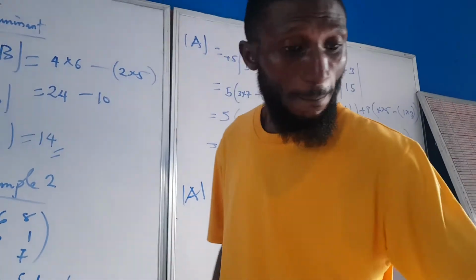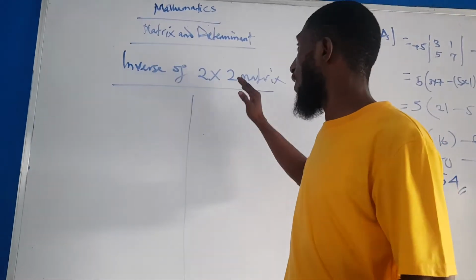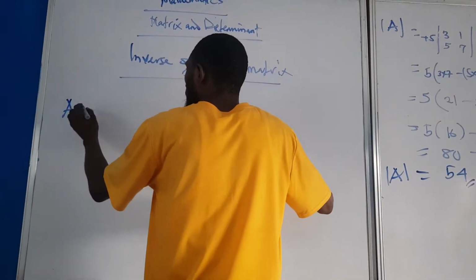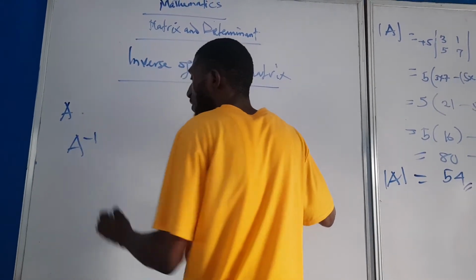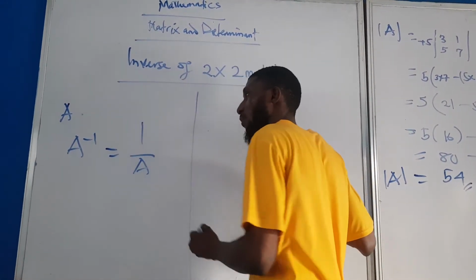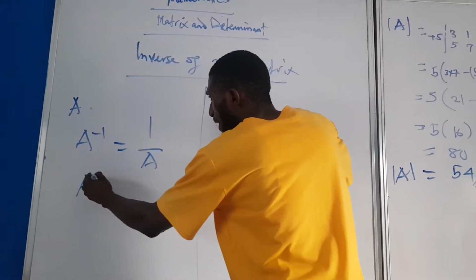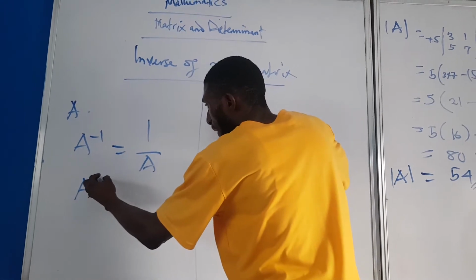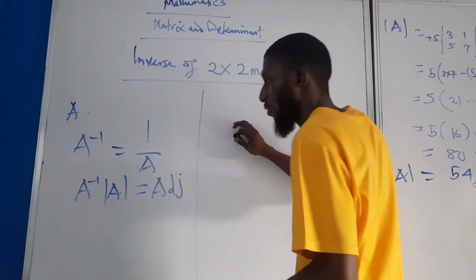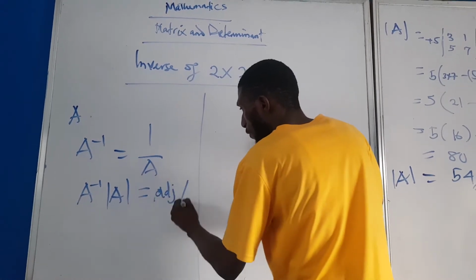Now the inverse of a square matrix. We move to the inverse of a 2 by 2 matrix. Actually, we solve them differently, but one thing is common to them. Let's say we have matrix A. The inverse of matrix A is always written as A raised to power minus 1, which is the same thing as 1 over A. As a result of that, we discover that when we multiply A inverse and its determinant together, it will give us the adjoint of A, or we call it A adjoint.